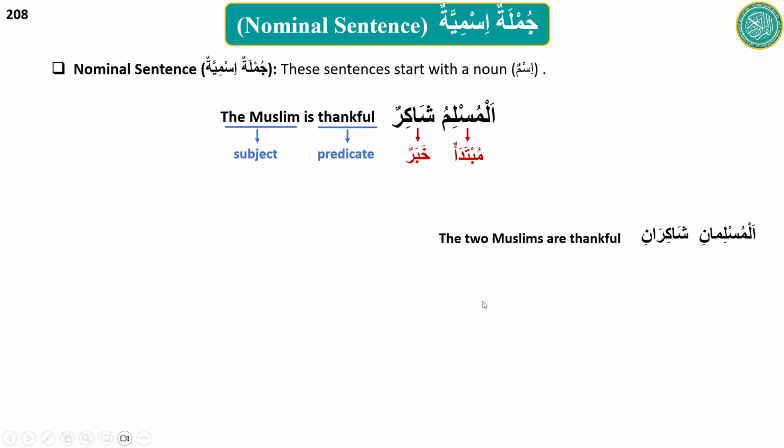Okay, we go to Abdullah Barar. The sentence we need to make is: the Muslims, a lot of Muslims, plural, are thankful. I called Abdullah. Where is Abdullah? Wa alaikum salam. Tell me the Arabic of this, Abdullah. The Muslims are thankful.